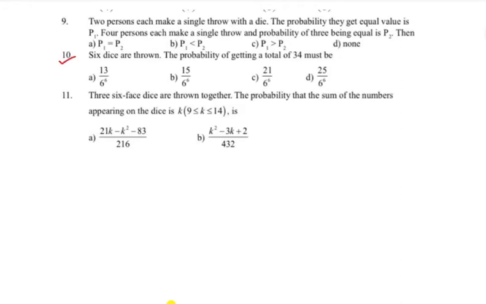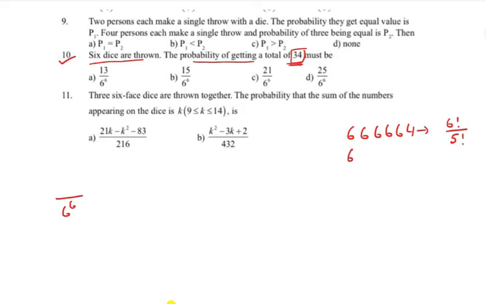See the next question, number 10. 6 dice are thrown. The probability of getting a total of 34. So 6 dice are thrown means no doubt the total number of possibilities is 6 to the power of 6. But he is saying the total we have to get is 34. In which cases will we get a total of 34? 6, 6, 6, 5, 6 are 30 and here 4 is there, you will get 34. But how many such cases are possible? 6 factorial divided by 5 factorial.